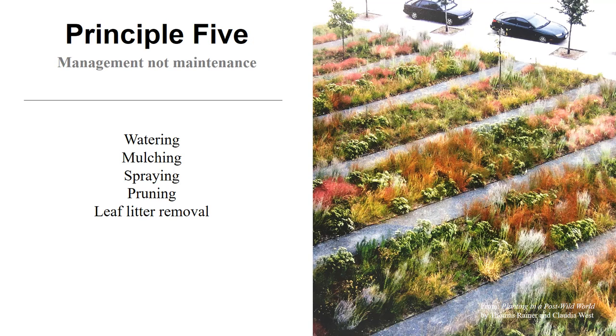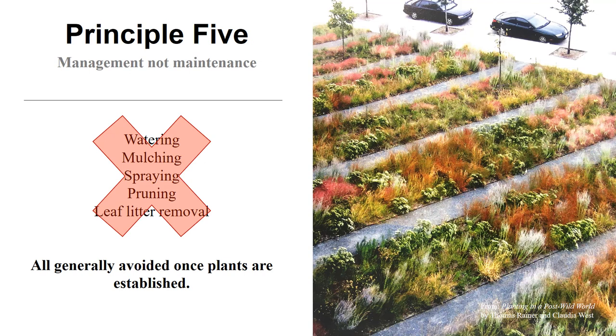So with principle 5, Rainier and West, stress management, not maintenance. So things like watering, mulching, spraying, pruning, and even leaf litter removal, we generally don't do once the plants are established. And there's a couple of important points that I want to make here. First of all, once the plants are established, we certainly do need mulch in the beginning, we need water in the beginning, and we need to get our plants, the desirable plants in these design plant communities, growing well. Only once we have that community growing well are they going to be competitive against weeds and are they going to give us the outcomes that we want.